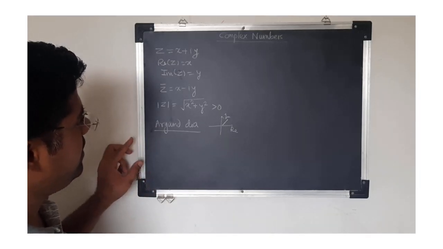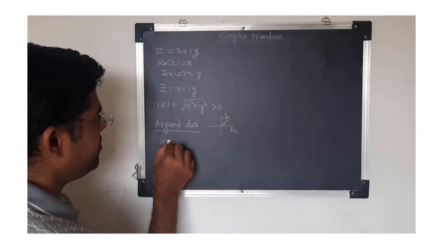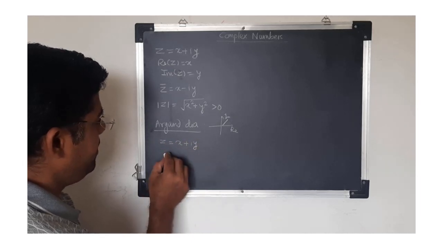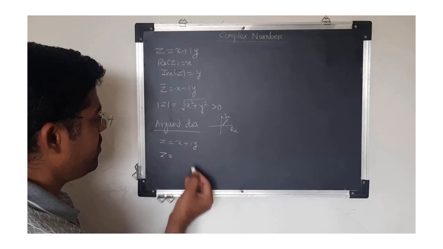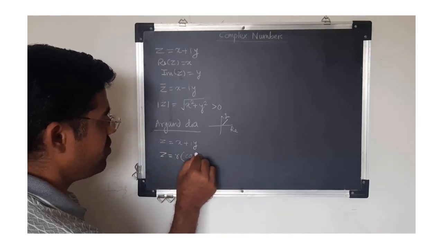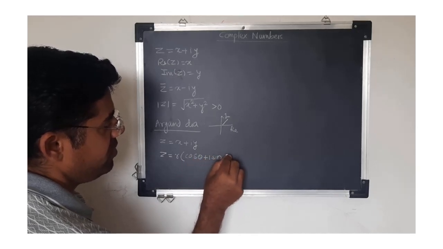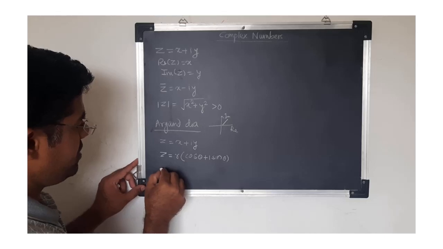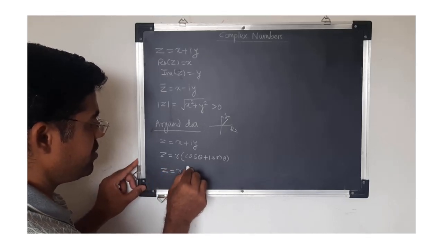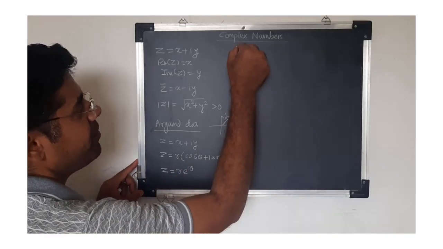Then we have seen the several forms of a complex number, which is nothing but the rectangular form of a complex number, which has coordinates x and y. Then we have seen the polar form of a complex number, which has coordinates r and theta, that is r cos theta plus i times sine theta. Then this is the exponential form of a complex number, z is equal to r e raised to i theta.